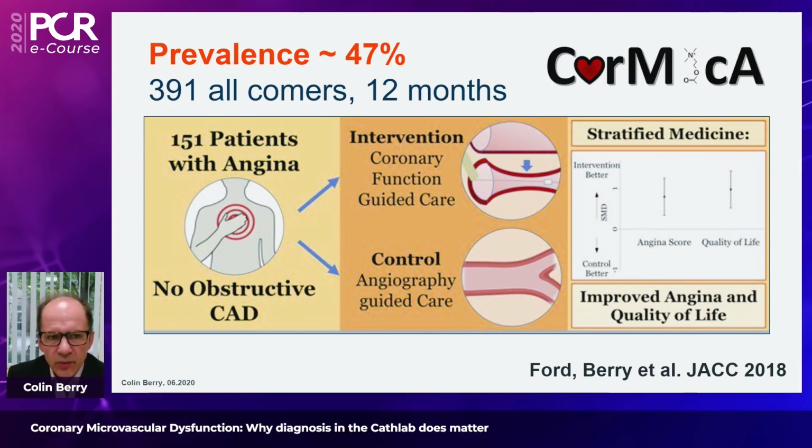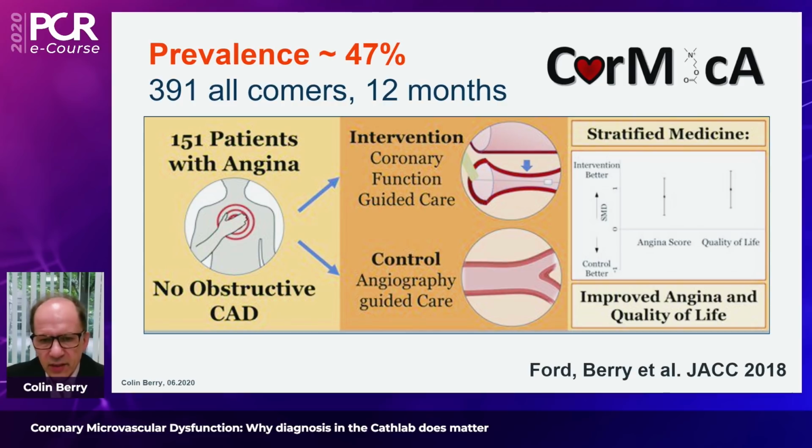Using these techniques, we assessed during a 12-month period all elective referrals to the West of Scotland Heart and Lung Centre, which provides invasive care for a population of around 2.2 million people. Based on informed consent, we were able to assess 391 near consecutive patients undergoing coronary angiography. This work was undertaken in the context of the British Heart Foundation funded CORMICA study. And we found that of those 391 patients undergoing elective angiography for the assessment of angina, 53% had obstructive disease and 47% had angina, but no obstructive disease.